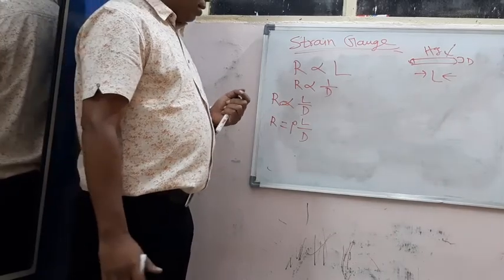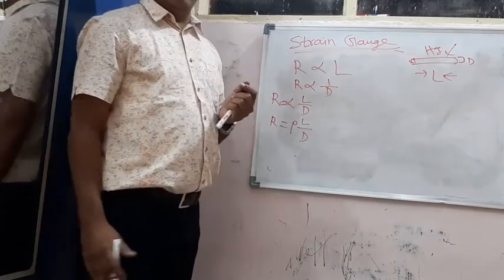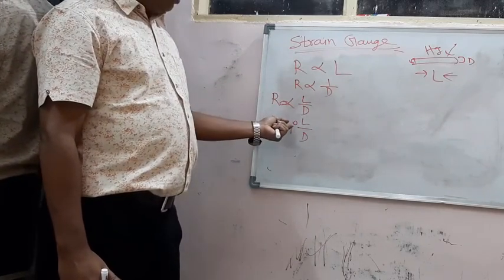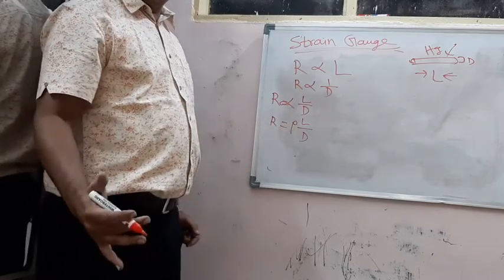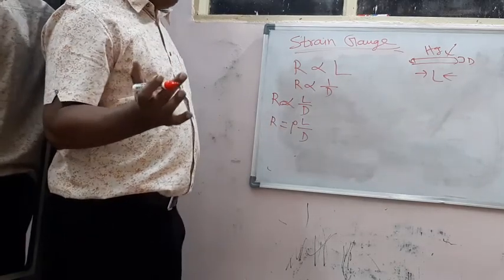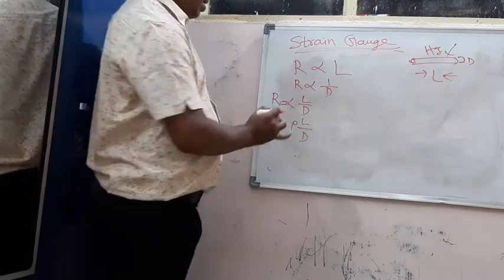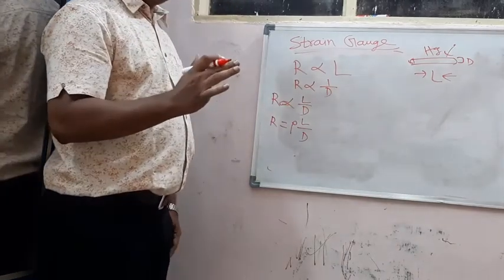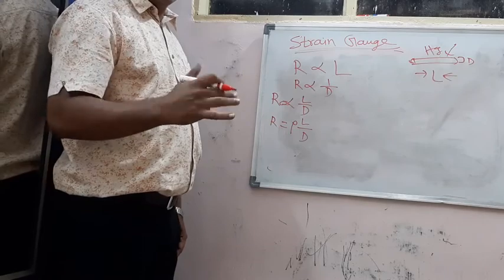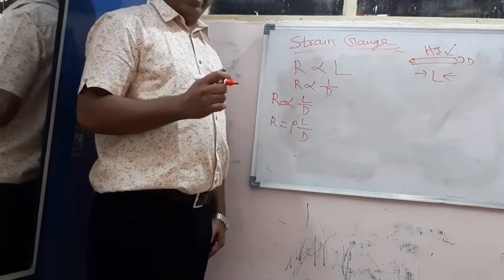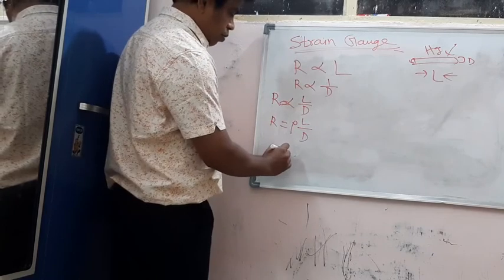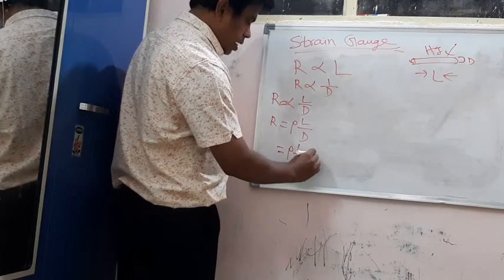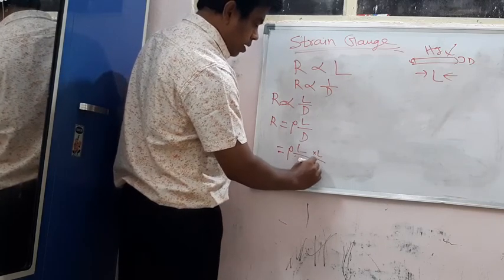Whereas resistance depends on the deformation or geometry of the material, resistivity depends on the nature or type of the material. Then I'm going to derive an expression connecting strain and resistance. For that I'm going to make some modifications: rho into L by D, and I am going to multiply and divide it by L.